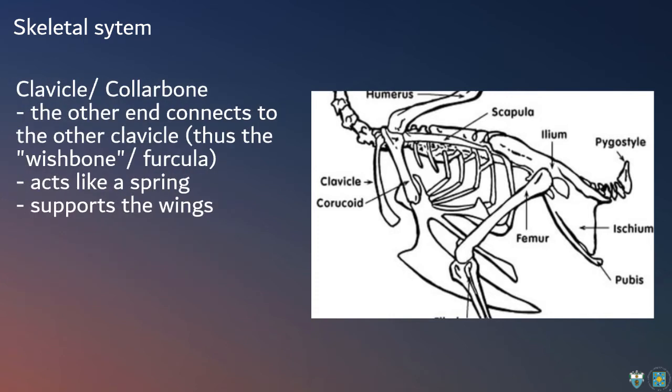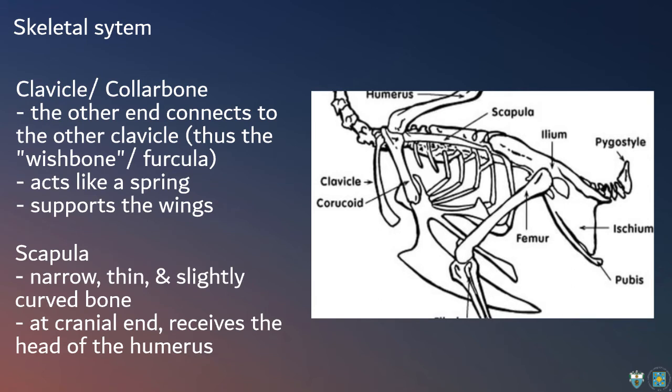The clavicle or the collarbone is connected to the coracoid, as stated earlier, and the other end connects with the other clavicle. Thus, ito yung tinatawag natin na wishbone. The wishbone is also known as furcula, that acts like a spring and provides support for the wings. The scapula is a narrow, thin, and slightly curved bone in which the cranial end receives the head of the humerus.